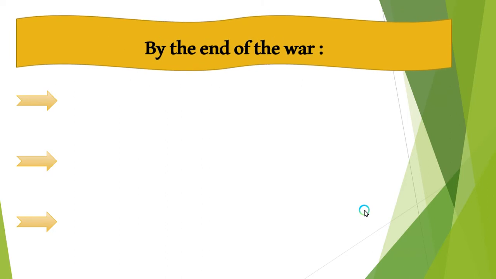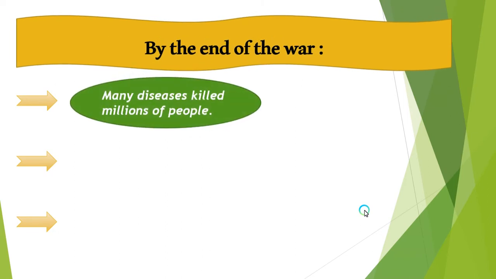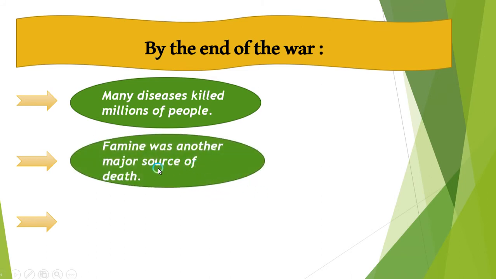After that, by the end of the war, many diseases killed millions of people. Famine was another major source of death. Disease means, for example, a virus or something that happened at that time, caused by the war. Famine means the majority of people were very poor. They could not find anything to eat, they could not find houses, and that was also one of the major sources of death.